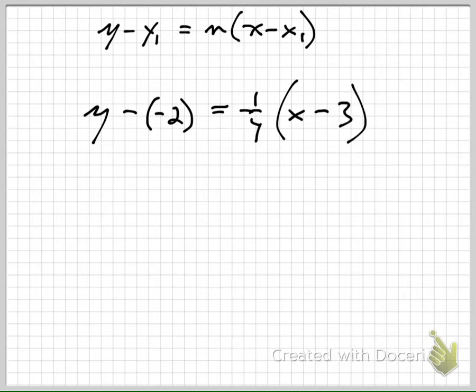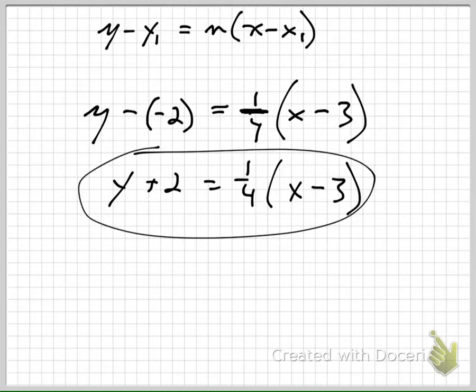Now, this is close to being perfect, except there's one thing that needs to be fixed. There's only one. This right here is just a red flag. Having two negatives touching is ugly. What do I do with that? Turn it to a plus. So I'm going to rewrite this as y plus 2 equals 1/4 times x minus 3.